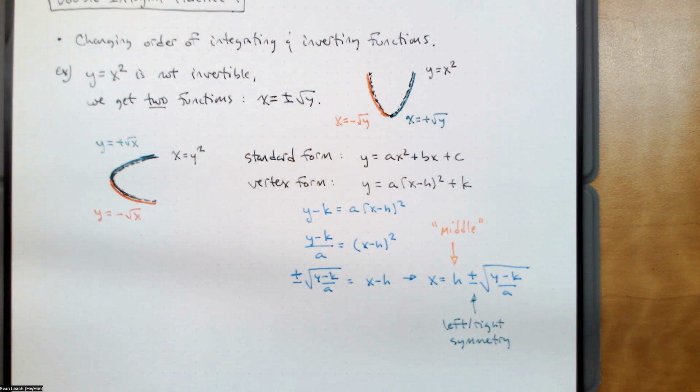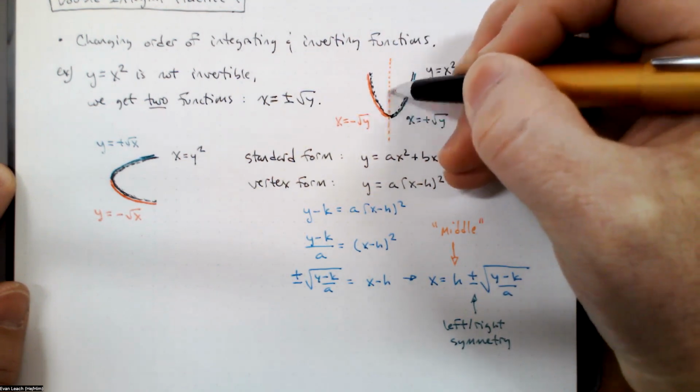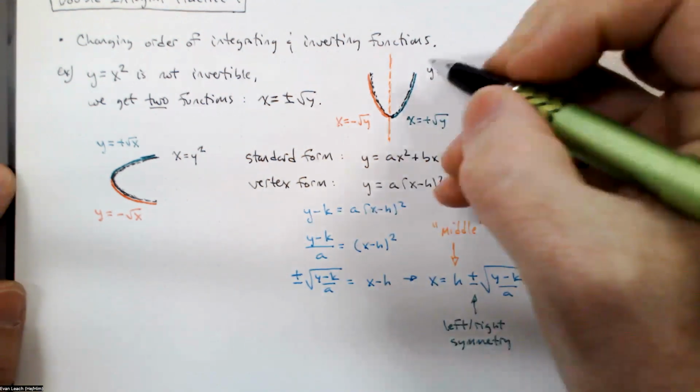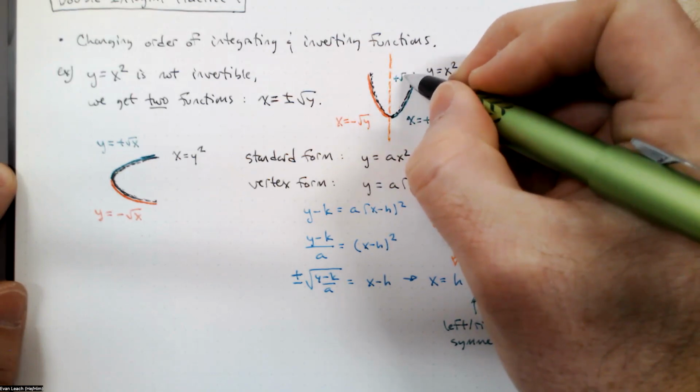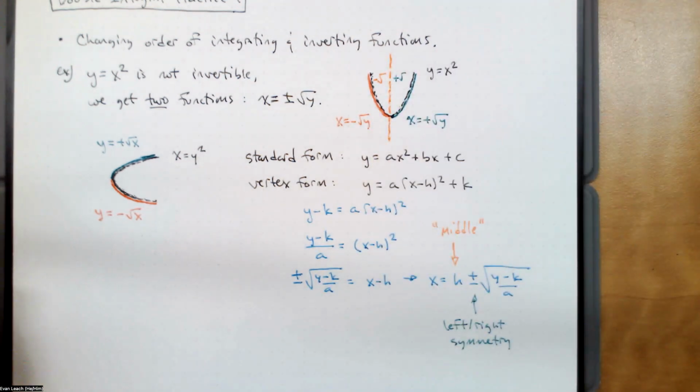So that plus or minus is giving us that left and right symmetry. Here's h in the middle, and then there's plus and minus, left and right symmetry. In the case of the sideways parabola, I guess there's k in the middle, and there's plus and minus up, down symmetry.